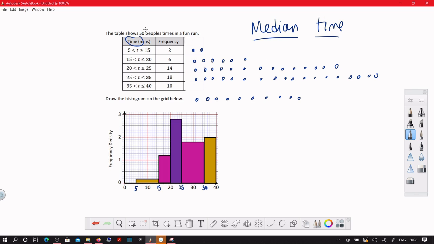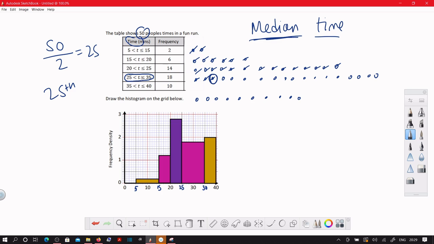Now I've got 50 people and I want to work out the median. So you take the 50 and divide by 2. That gives you 25, so we're looking for the 25th person, the 25th dot. 1, 2, 3, up to 25. That's our median. That person there represents the median. And obviously that means the median lies somewhere between 25 and 35. It lies somewhere between 25 and 35.